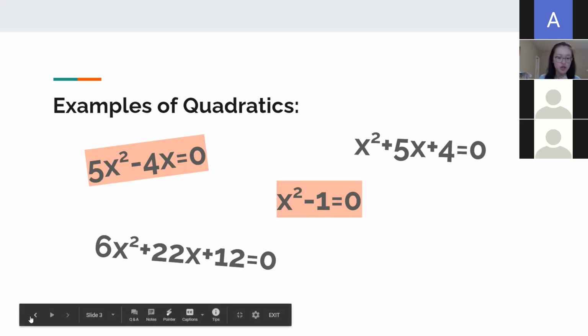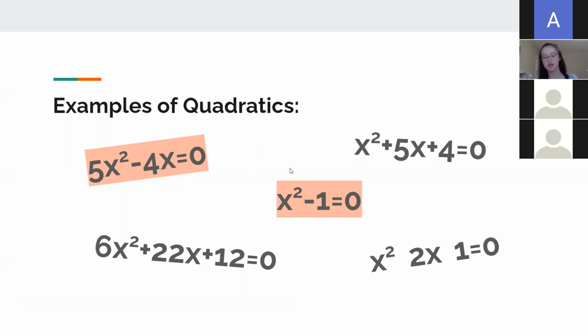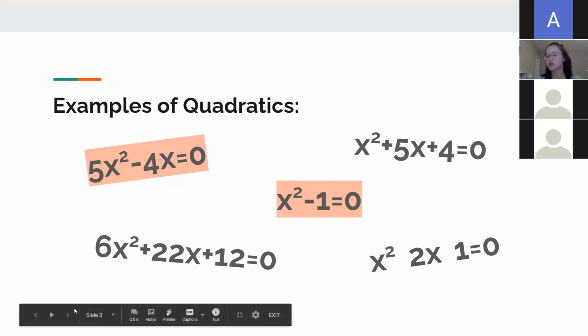So your b term would just be 0. So it'd be like x squared minus 0x minus 1, or plus 0x. It's like a placeholder. You can think of it that way. It'll be really helpful later when you're factoring quadratics.